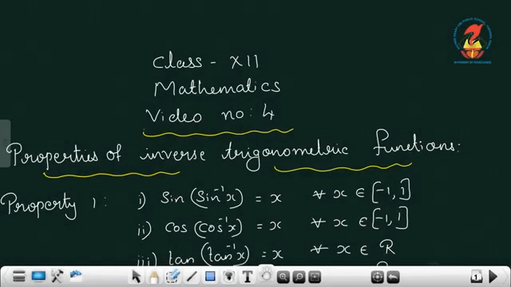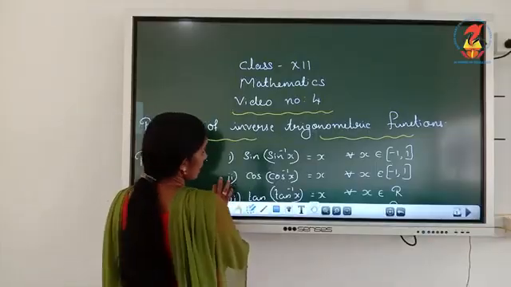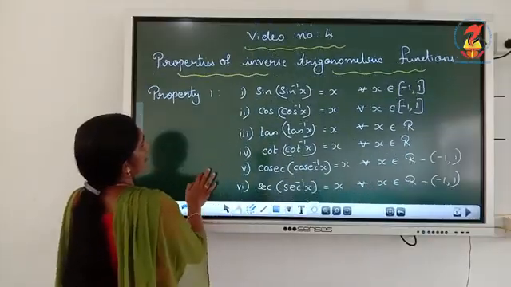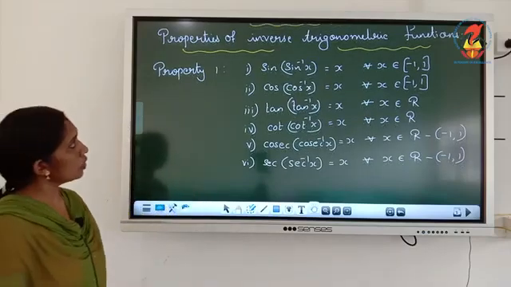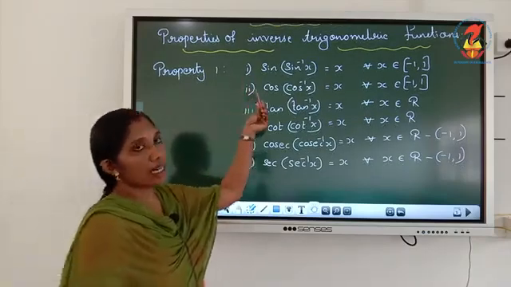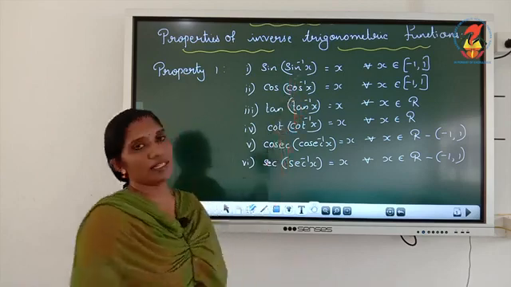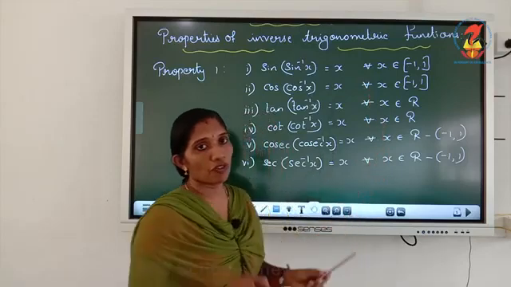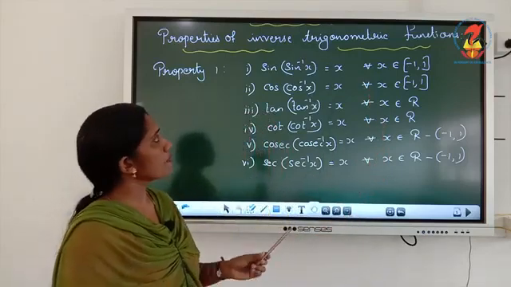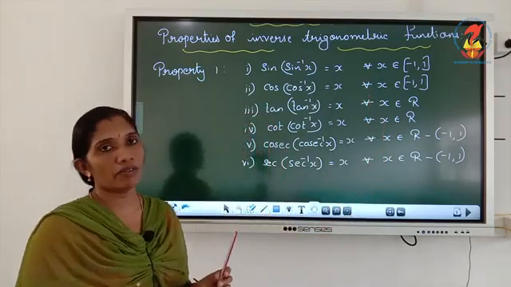Next is properties of inverse trigonometric functions. We have several properties. Look at property number 1, which we already discussed. Sine of sine inverse x is equal to x for all x belongs to [-1, 1]. This symbol is for all.